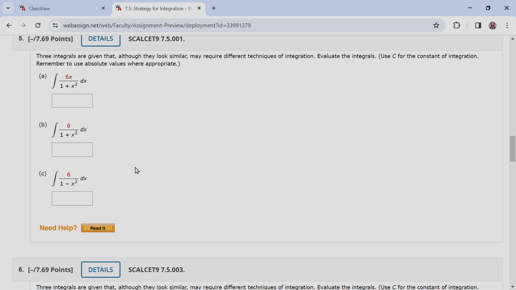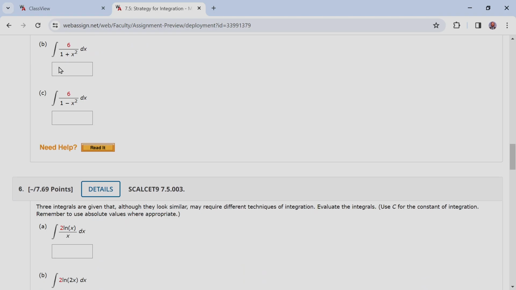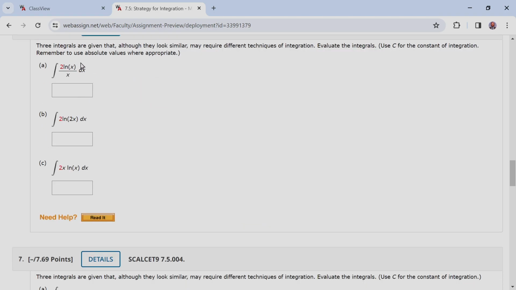Fortunately, this shouldn't be too bad, because a over 1 plus x and b over 1 minus x shouldn't be too tricky to resolve, since we just have the a and the b, and since we just have linear factors downstairs. So nothing too sophisticated there. Three integrals here as well. All these involve the ln function.